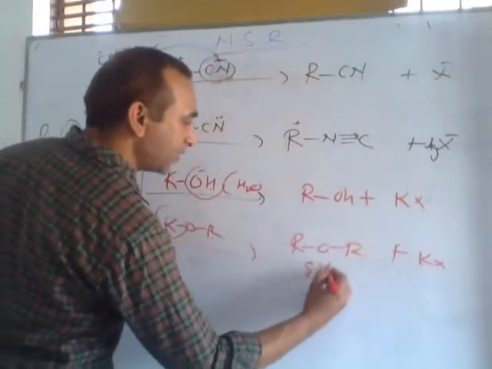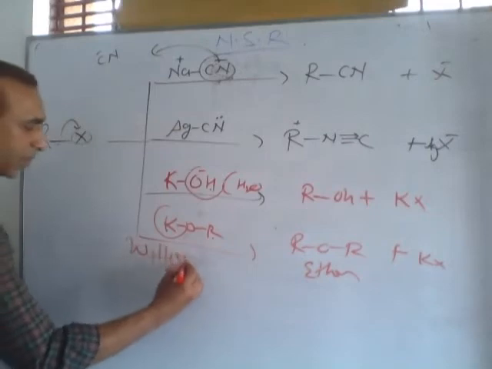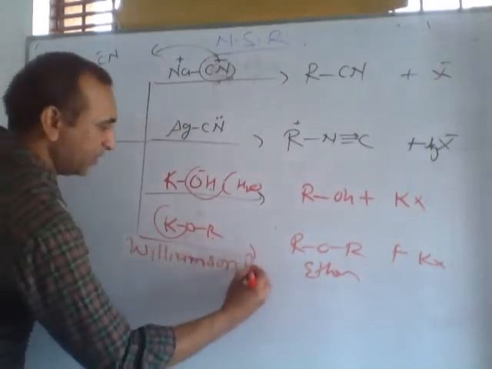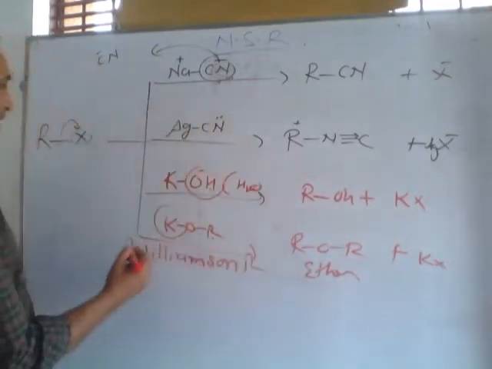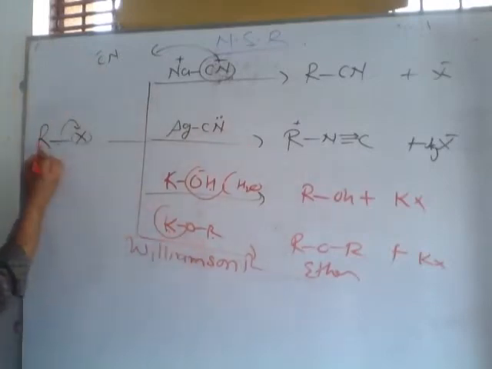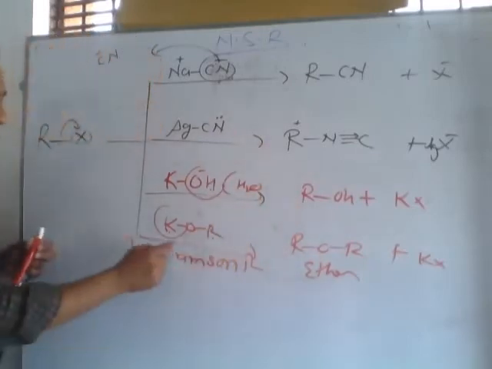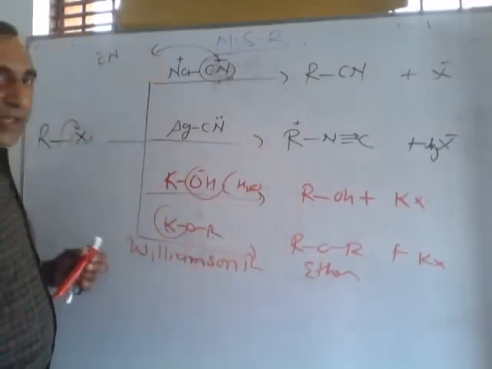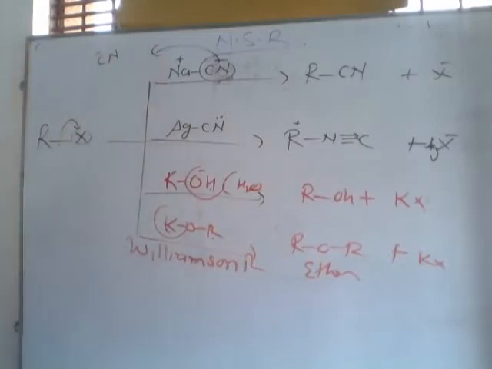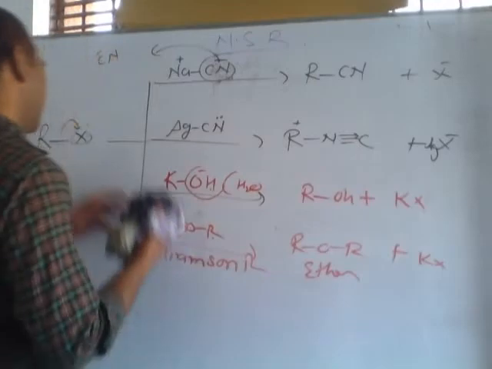This is called ether. And the last reaction is called the Williamson synthesis reaction. In the Williamson synthesis reaction, potassium or sodium alkoxide reacts with RX and gives ether. For a better product, it should be primary. So these reactions are NSR, nucleophilic substitution reactions.